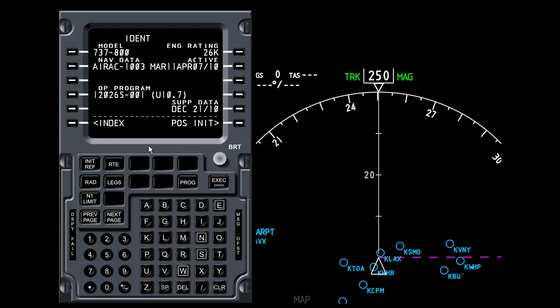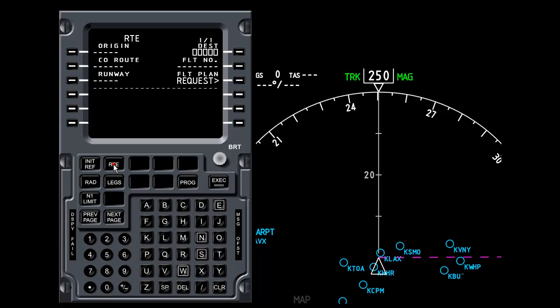So the first thing we need to do is go down to this button here, which is called RTE, which stands for route. So we press this button, which displays the main page for entering the route. Now at the top here, we have the words RTE, which are the title for that page. And on the top right, we have 1/1, which means this is page 1 of 1.